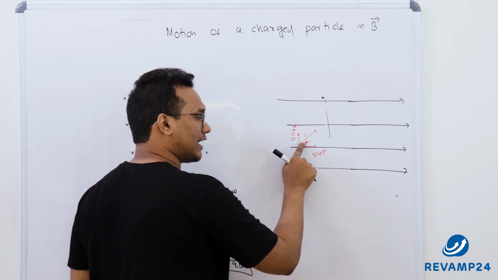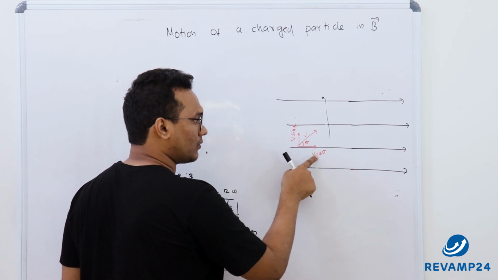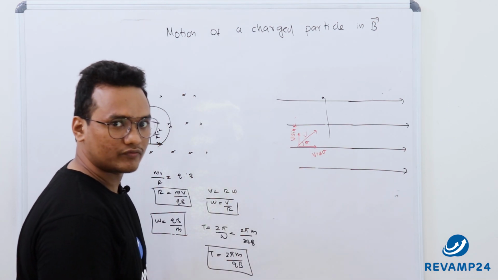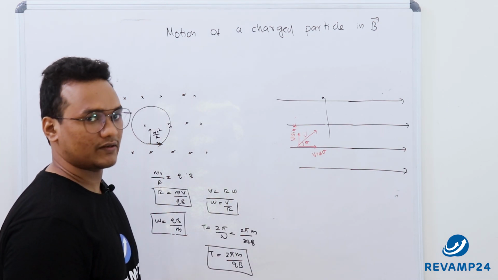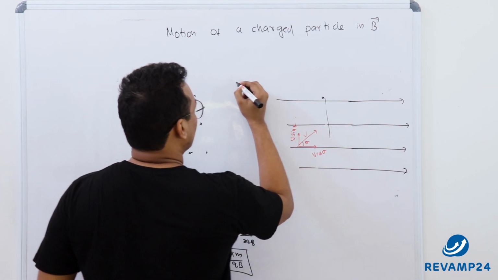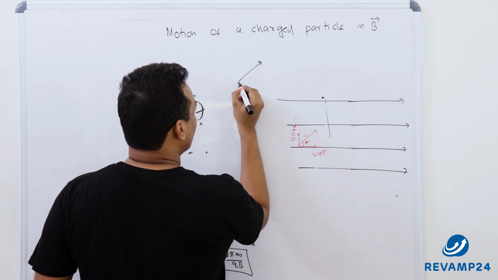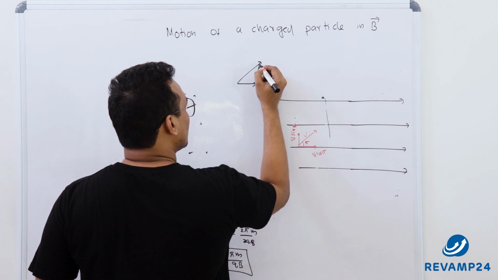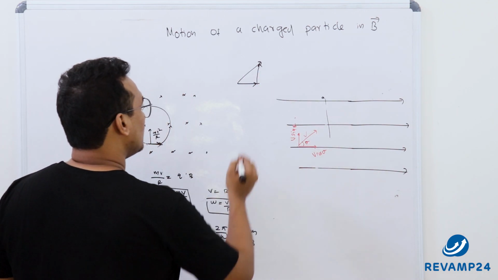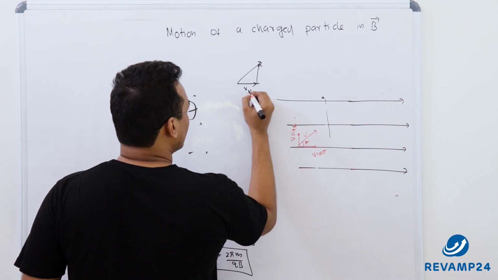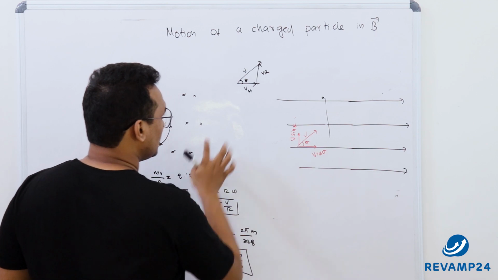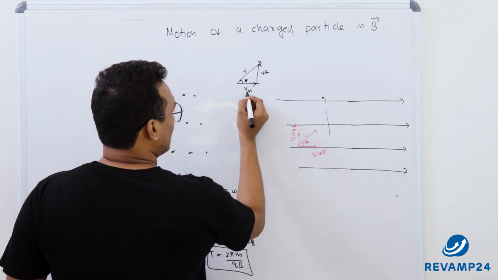This velocity can be split into two components, V cos theta and V sin theta. I hope you know how to get the rectangular components, but anyway, I'll explain it. Let's say you have a velocity in this direction. I will formulate a triangle: this is the horizontal component, this is the vertical component, and this angle is theta. This is our velocity. Now we have to find the horizontal component.